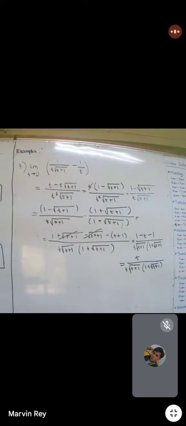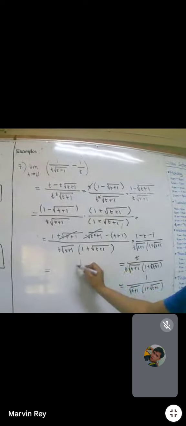So, what's the next step? Cancel out the t. Yes, correct. So, you can cancel out t, which is now 1 all over square root of t plus 1 times 1 plus the square root of t plus 1. Okay, next step. You can now try to substitute.